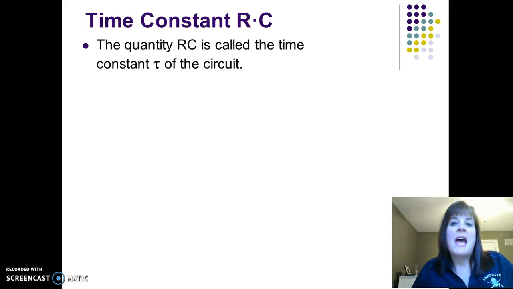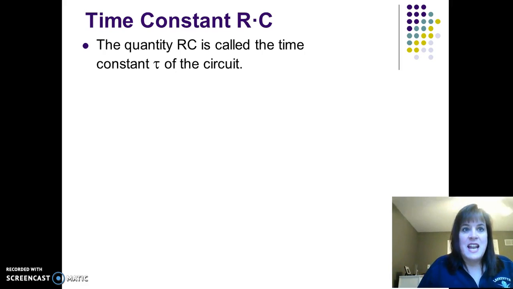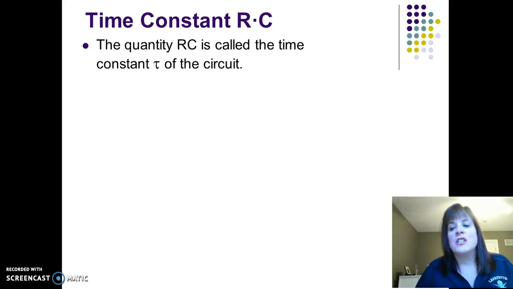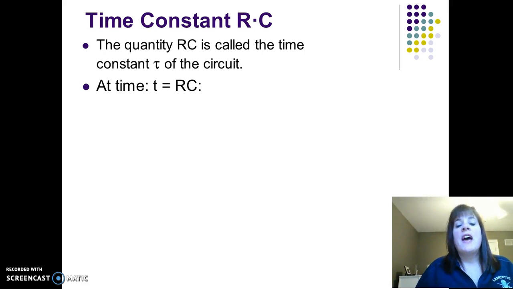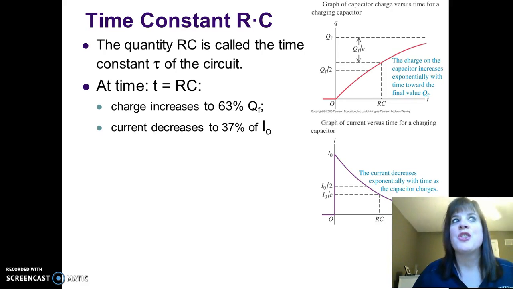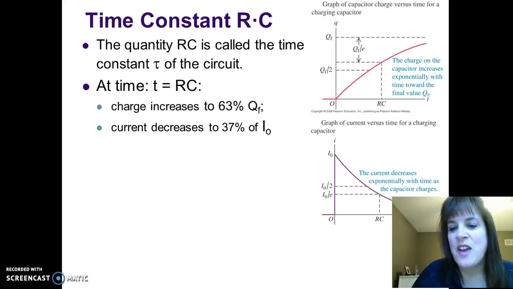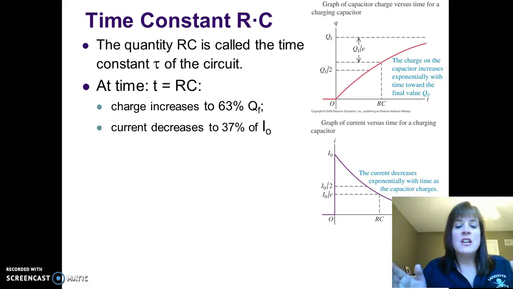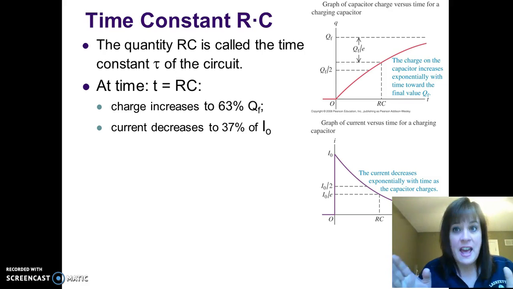So the resistance and the capacitance will dictate how long the charge is flowing in the circuit. In fact, when the time equals RC, the value of the resistor times the value of the capacitor, some important things have happened. Charge has increased to 63% of its final value. Current has decreased to 37% of its initial value. So at time RC, there are some definite things going on in my capacitor, no matter what type of capacitor I have.